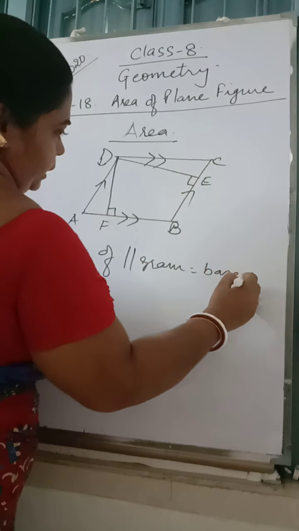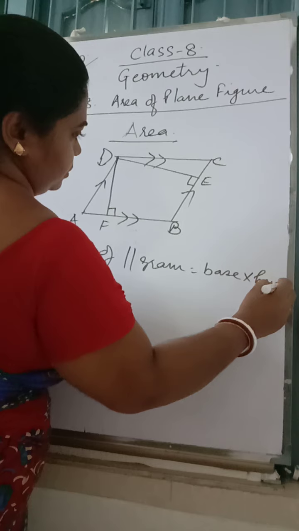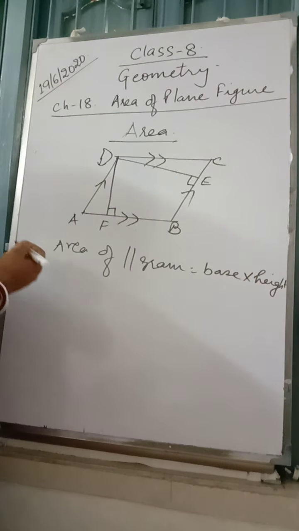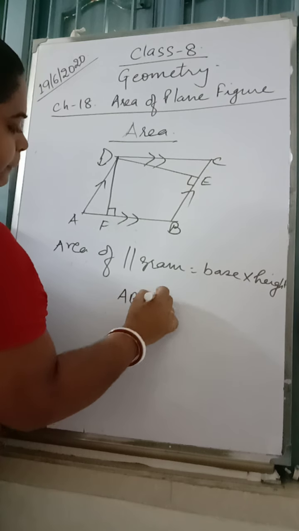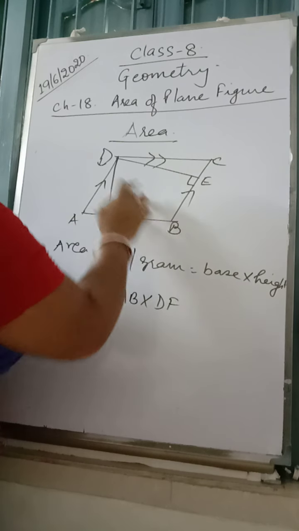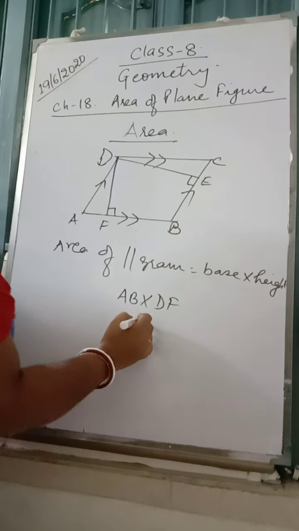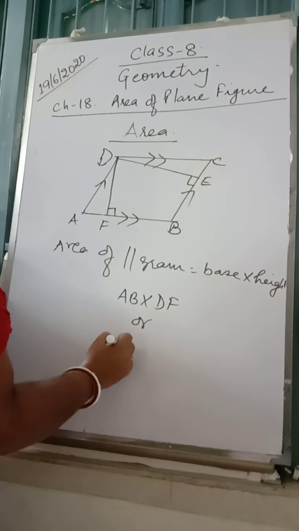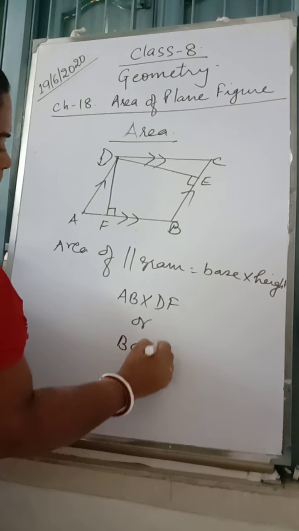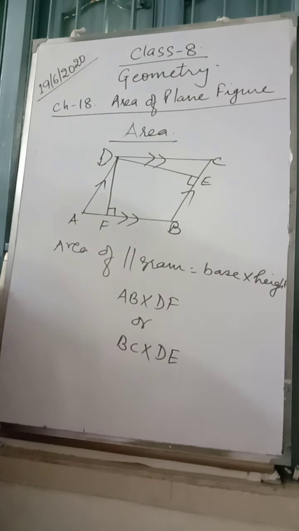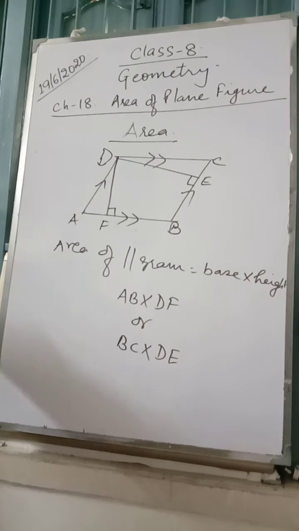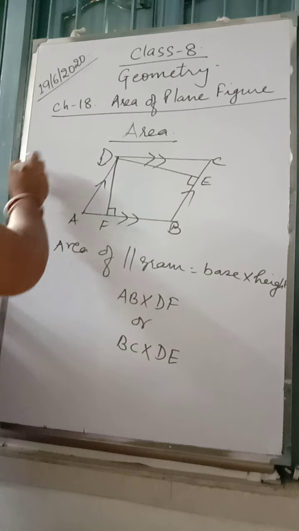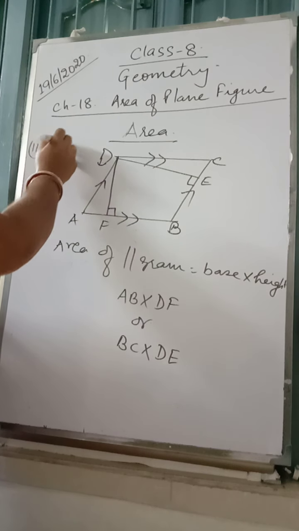base into height. Now you will say, ma'am, what is base, what is height? If we take AB, then height will be DF. This is base and this is height. Or if we take base BC, then height will be DE. This will be the height and this will be the base. This is for the parallelogram. This is number 3, parallelogram.